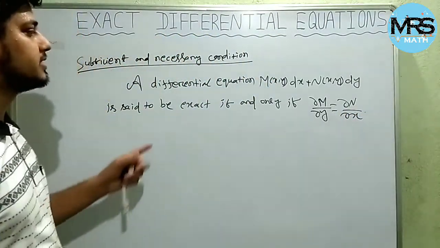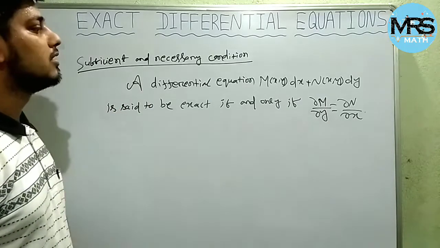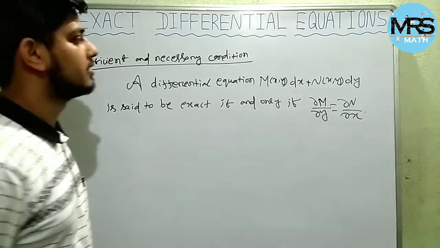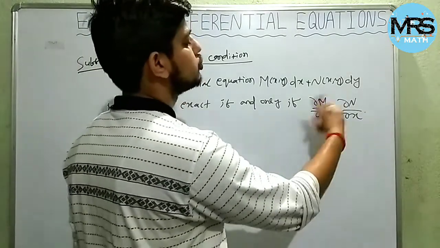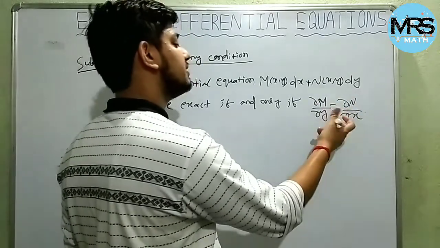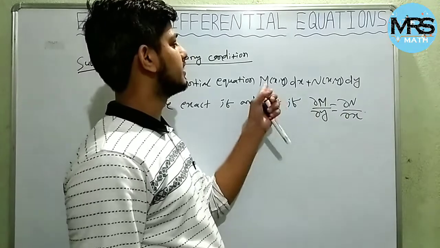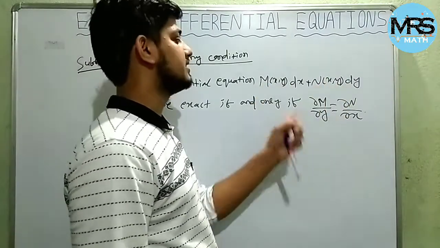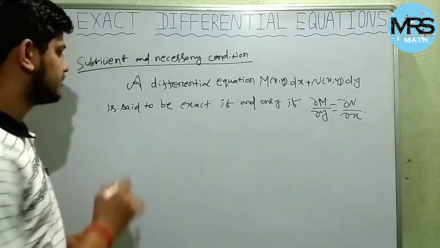Okay students, this is the necessary and sufficient condition for an exact differential equation. That means the partial derivative of M with respect to y should be equal to the partial derivative of N with respect to x. If this property is satisfied, then this differential equation is said to be exact. If it is exact, then it must satisfy this. Now we will see the method of solution.